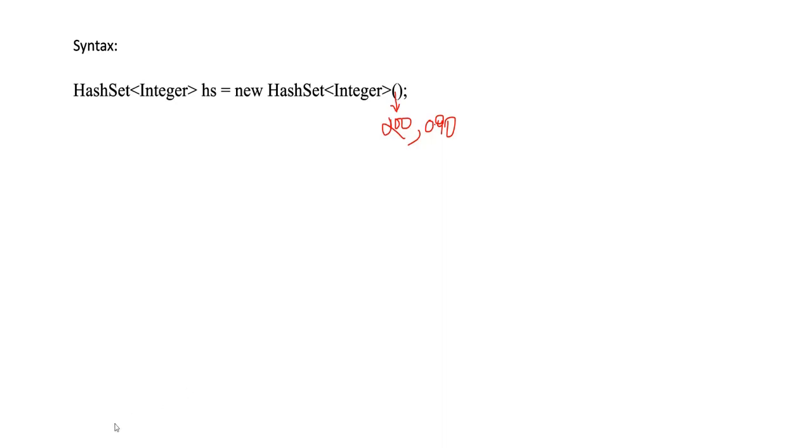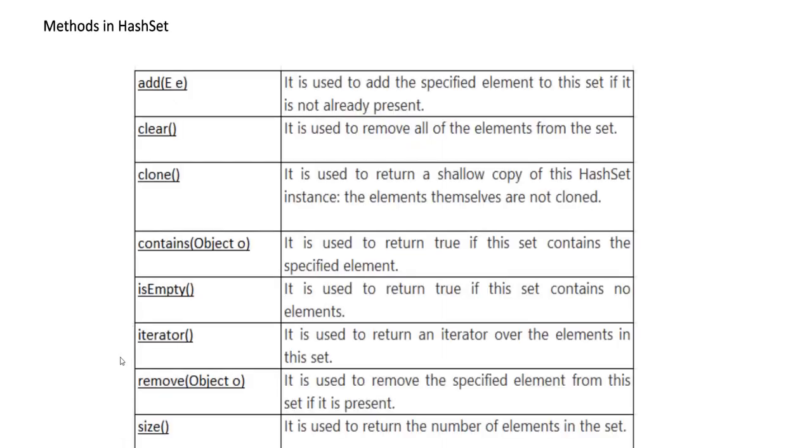Now, let's talk about some of the methods which are present in HashSet. First is add. The add method is used to add an element to the set if it is not already present, because if it is already present, then it is considered a duplicate. To remove all elements from the set, we can use the clear method. Clone is used to return a shallow copy of this HashSet instance. The elements themselves are not cloned.